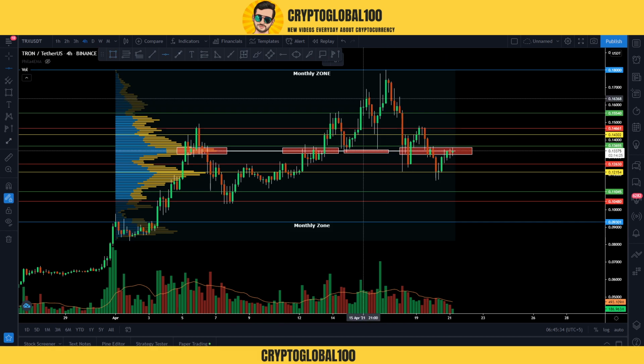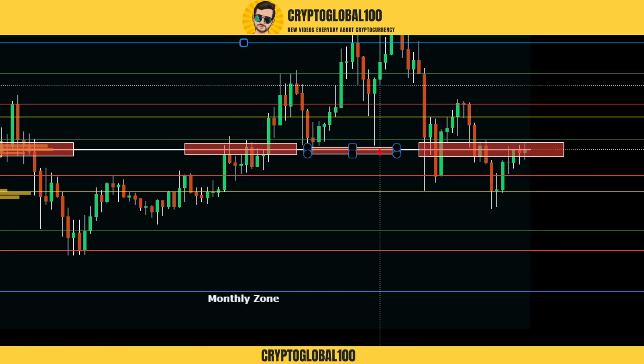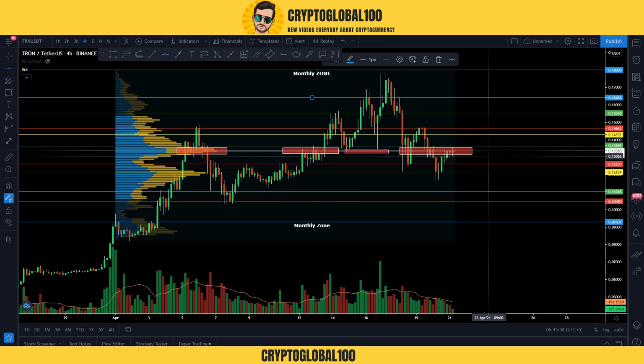Let me draw this zone here. And it again came back and tested here at this point of control. You see here it again came back, and then it went up again. Again it came back and retested, again retested, and now again it's back to this point of control. So you can say this 0.13, this range.